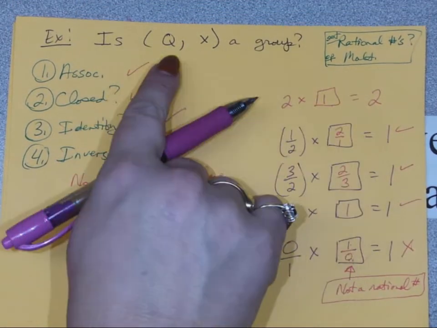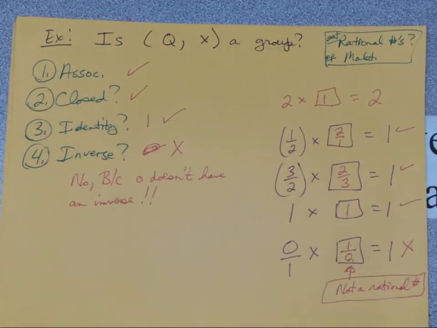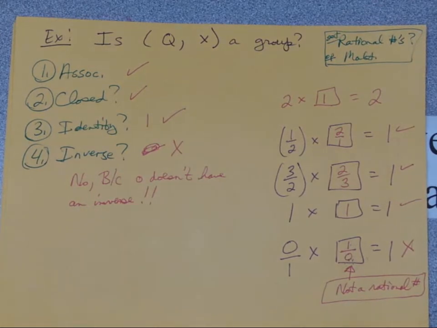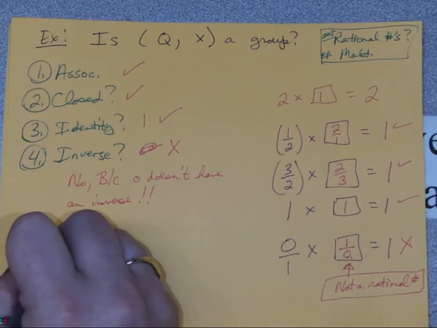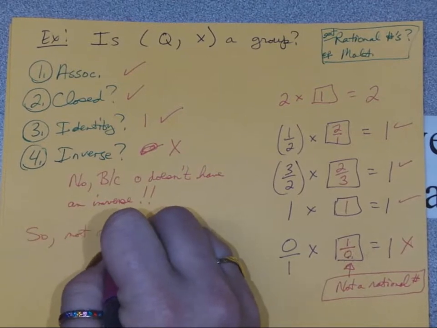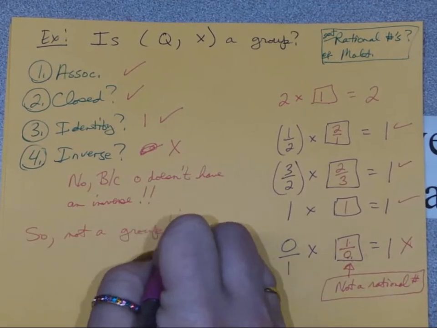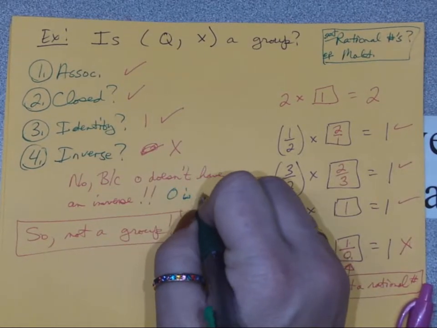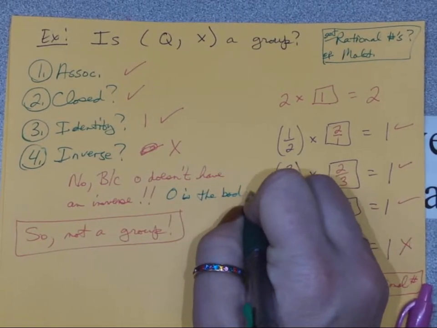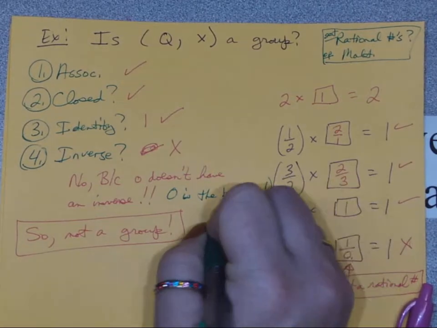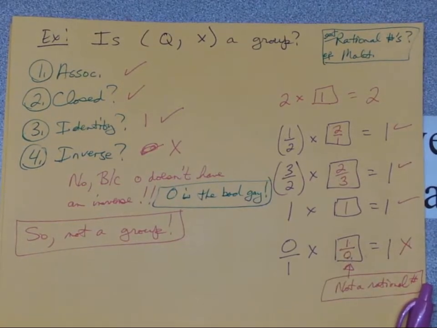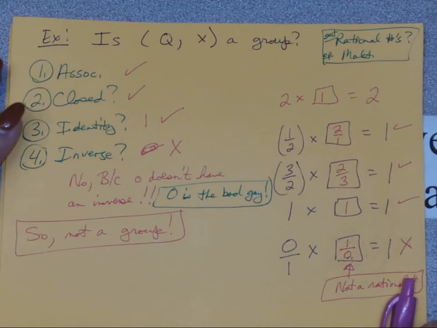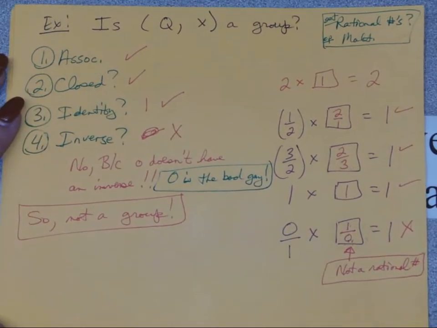So what do we think about rational numbers and multiplication? Is it a group? No. So not a group. The reason why is because 0 is a bad guy. He's the bad guy here. Right? Okay, so even though everything else worked, that one did not work, so we're kind of stuck. Okay. All right, so there you go. Everybody's good with that?